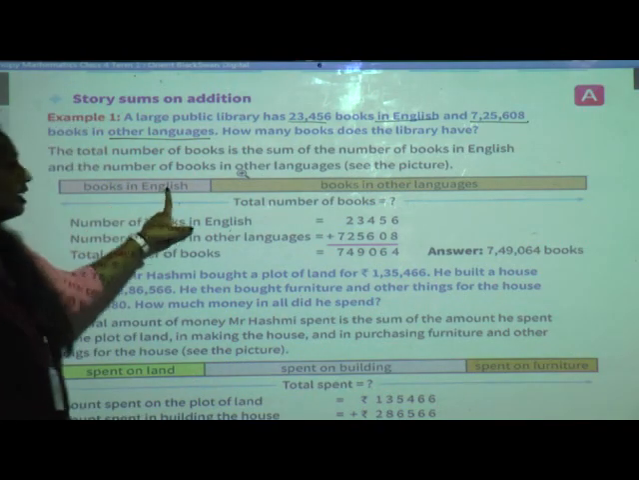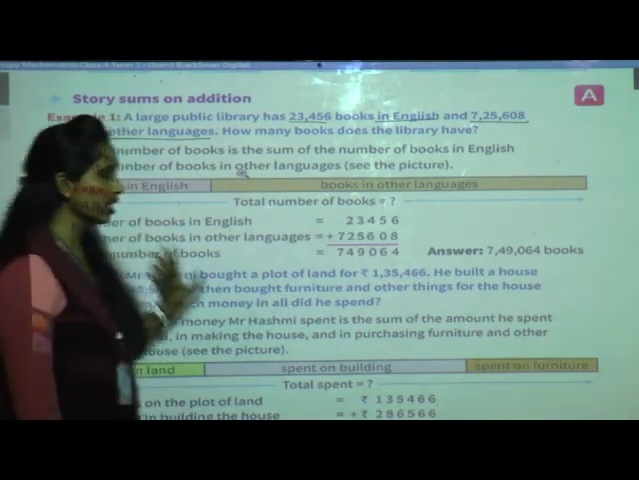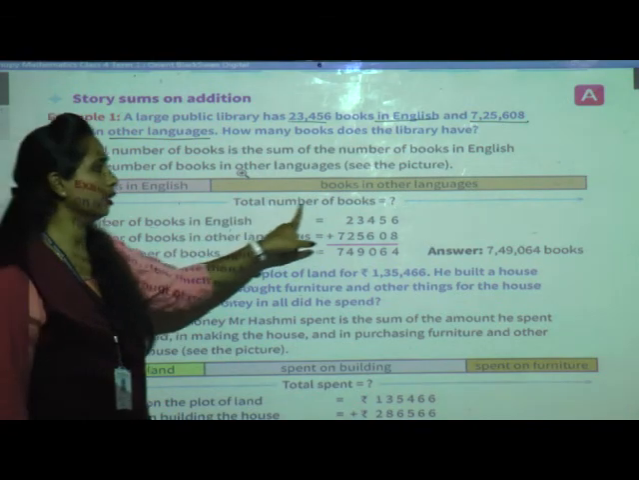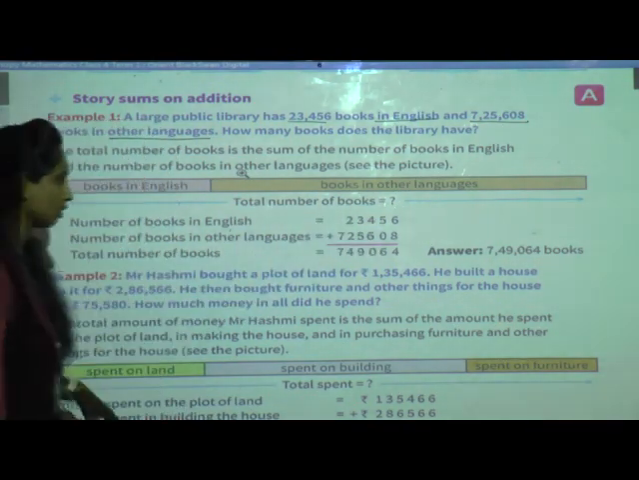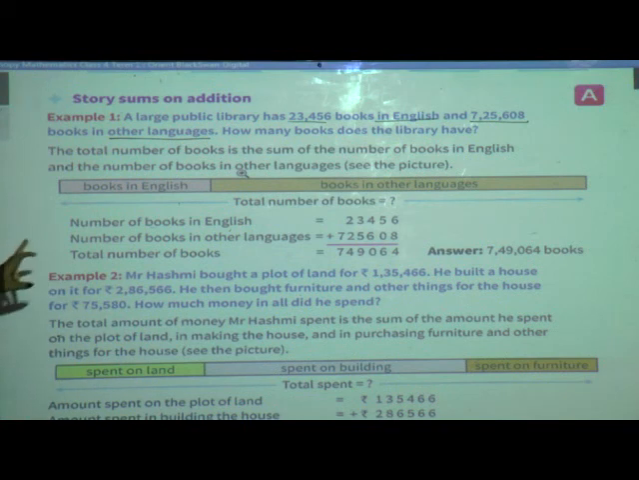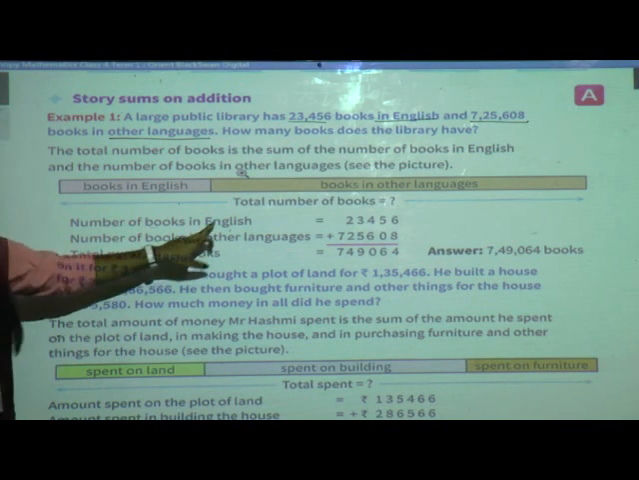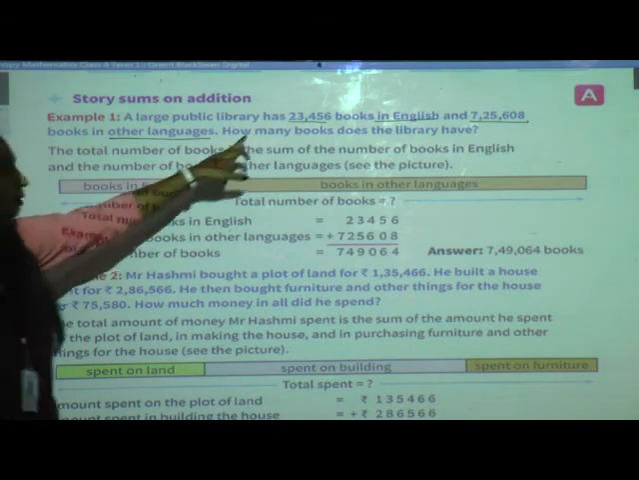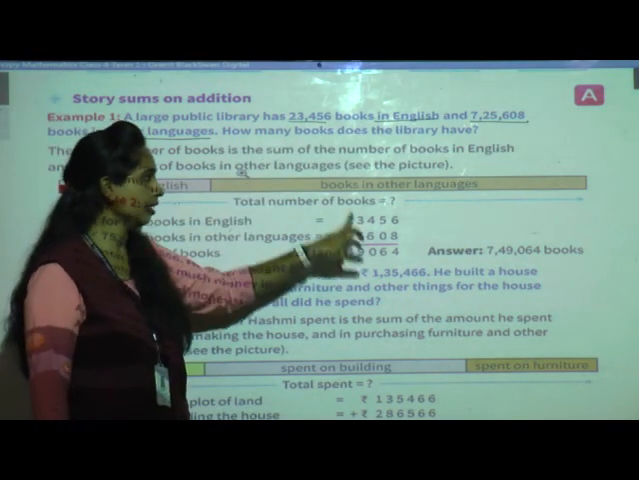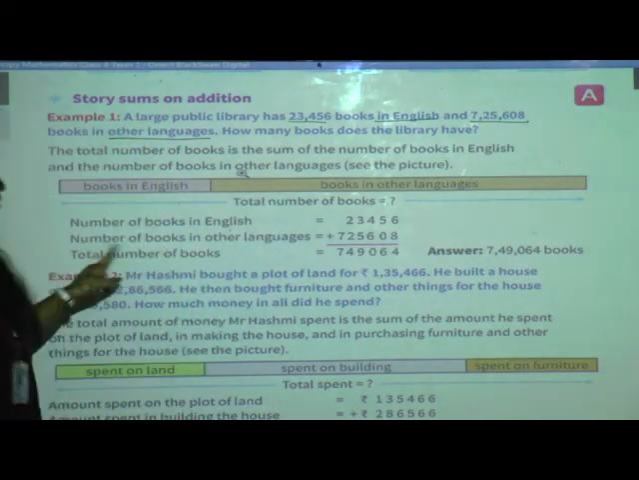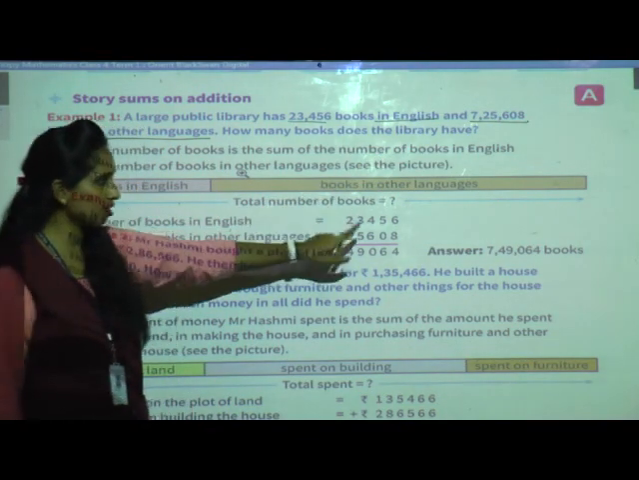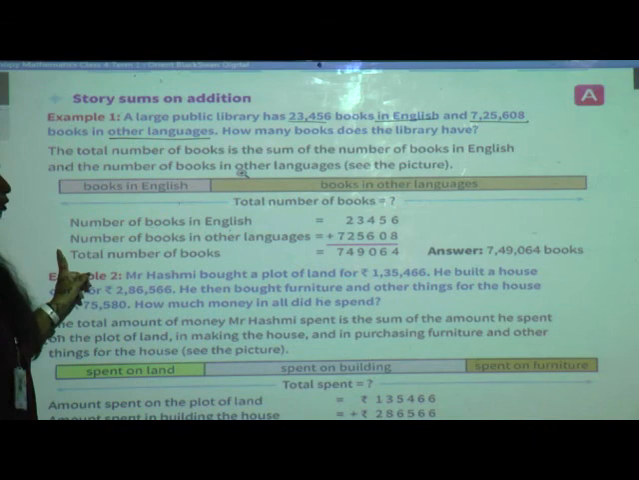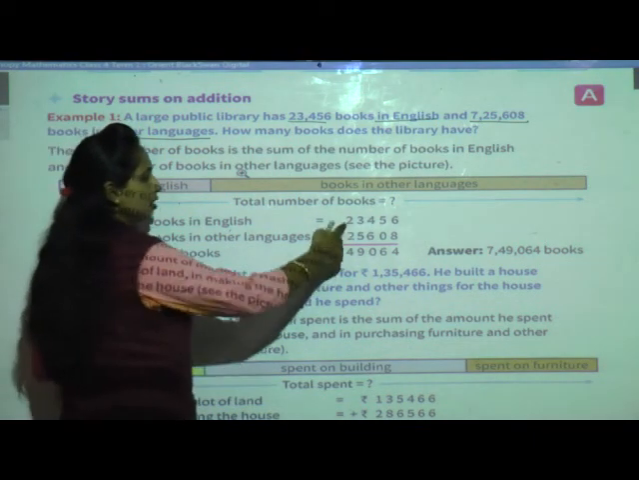So books in English and books in other language together give the total number of books, which we have to find out in this question. So what you have to write? Number of books in English. How many are there? 23,456. And the number of books in other language, how many are there? 7,25,608. So to find out the total number of books, we have to add these numbers together.